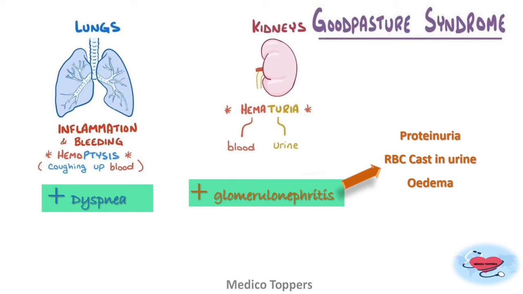And we might be knowing this thing. What is the special feature of glomerulonephritis? RBC cast. So they might be having RBC casts in their urine also. So that will suggest glomerulonephritis. And this GPS comes under ANCA negative vasculitis.